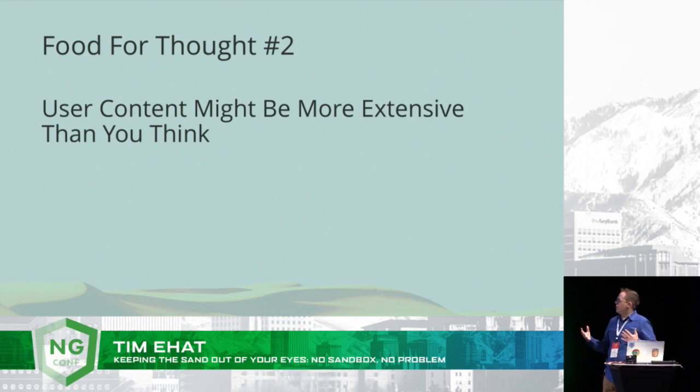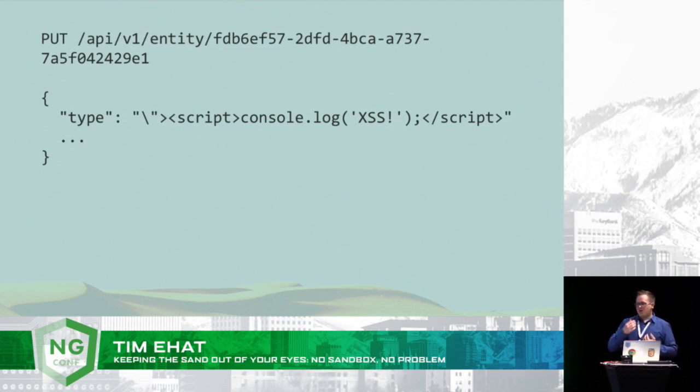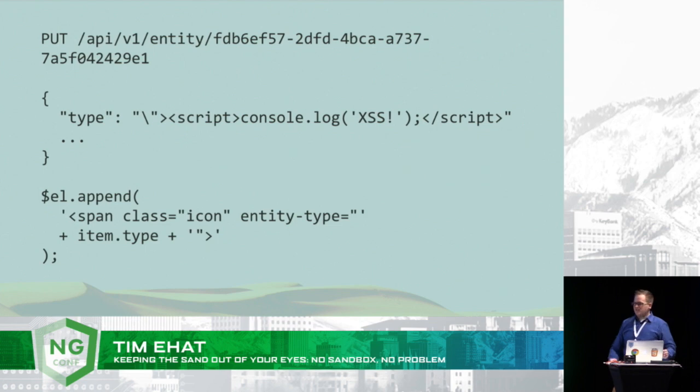User content might be a little bit more extensive than you think. Okay, so I was thinking about a project I worked on a couple years ago, and I was thinking about the data model for one of our objects that we had. And I thought about it, it's like, yeah, we have this type field, and we define what that is. But you know, I bet that's just stored as a string on the server. And I know this endpoint that I can call to update the model. So maybe I can put a dangerous value in for the type. And this is old Backbone code. And this is what it looked like, right? And so that script tag just came right through, and hey, I got an alert in my browser. I thought, oh, that's not good, right?